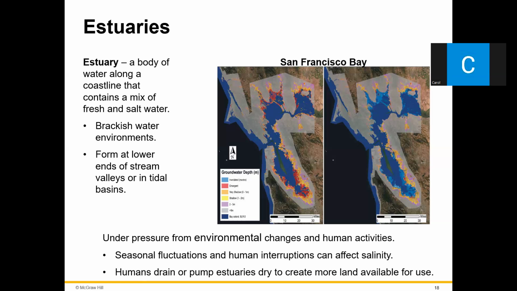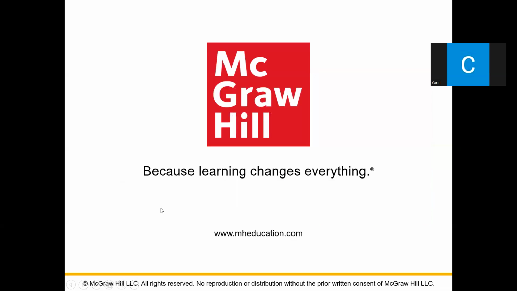And then humans drain and pump estuaries. It's real shallow, so it's like, hey, I can just build here if I just drain that. And that is it for coastal processes.